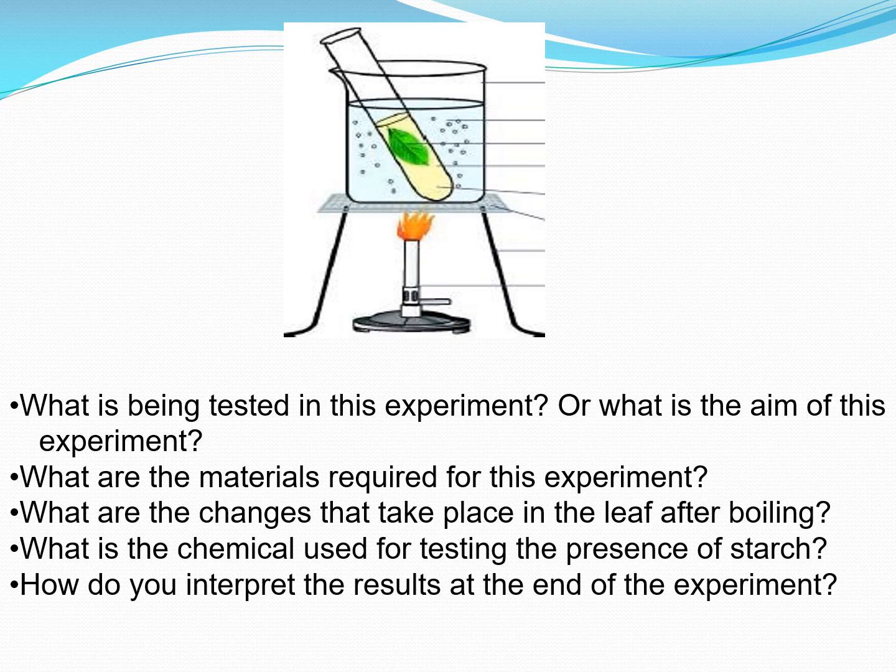Last question here, how do you interpret the results at the end of the experiment? If the leaf turns blue-black, the result is positive, that means starch is synthesized. If the leaf turns brown or shows no color change, it is negative, that means starch is not synthesized.